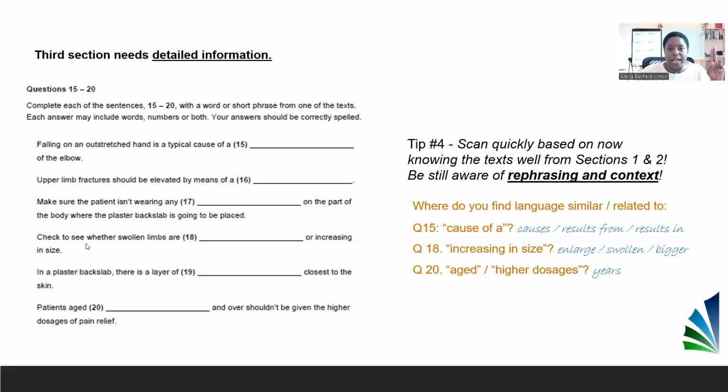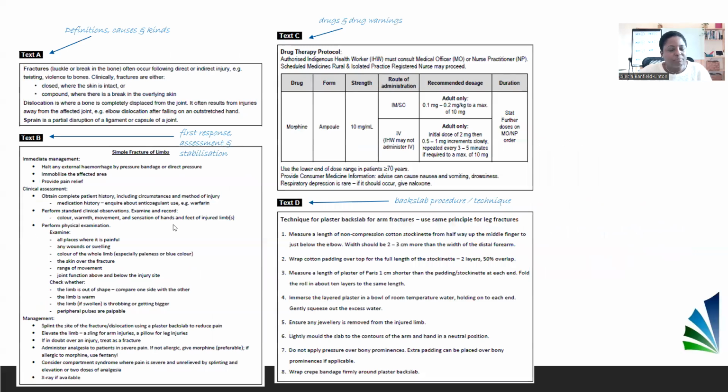Context. Check to see. We already said, checking is about assessment. It's about examining. It's about reviewing to see. So we know that there's a text already that deals with assessment and reviewing. Okay, so let's go and see.